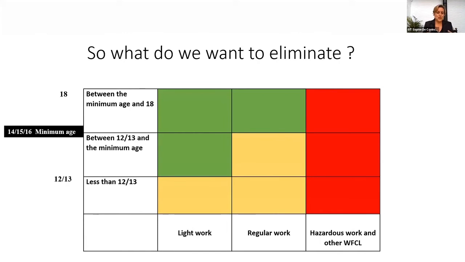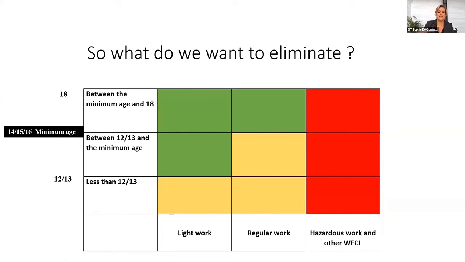This table shows there's no easy answer. It depends on the age and it depends on the type of work that is being performed. So if you look at the middle column, regular work, the minimum age of admission to employment is 14, 15, or 16, depending on the country, and work below that minimum age is considered as child labor. Above, and I'm using this color code of a traffic light, above it's green and it's perfectly authorized, it's youth employment. Light work, exceptionally authorized from 12 or 13 if the child is in school.